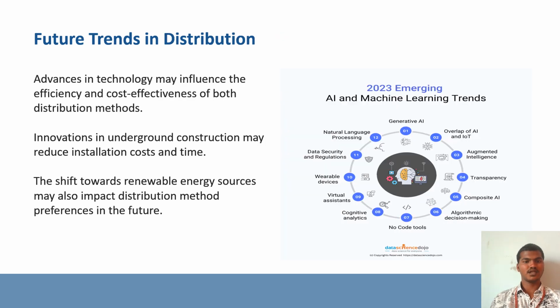Future trends in distribution. Advances in technology may influence the efficiency and cost effectiveness of both distribution methods. Innovations in underground construction may reduce installation costs and time. The shift towards renewable energy sources may also impact distribution method performance in the future.